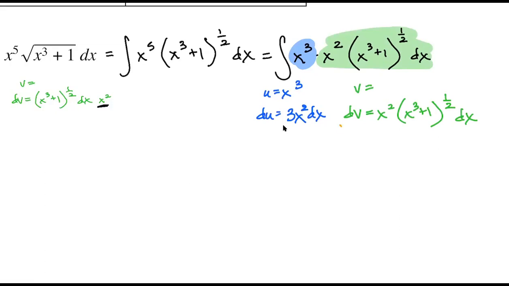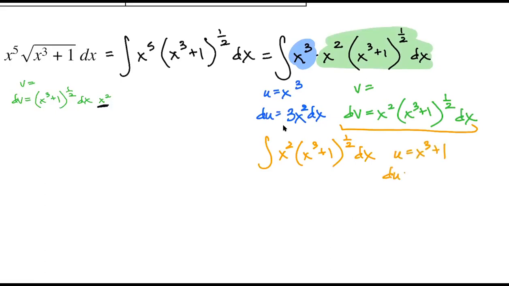Okay, we're going to do this question down here. I think this one is a little trickier to kind of imagine in your head. But the good u to pick here would be x cubed plus 1. That would make du equal to 3x squared dx. And because I only see an x squared, I'm going to divide both sides by 3.